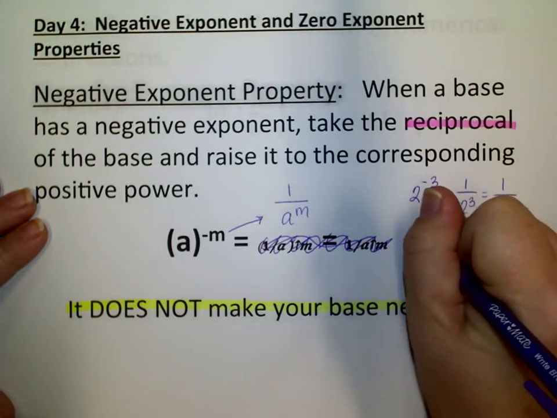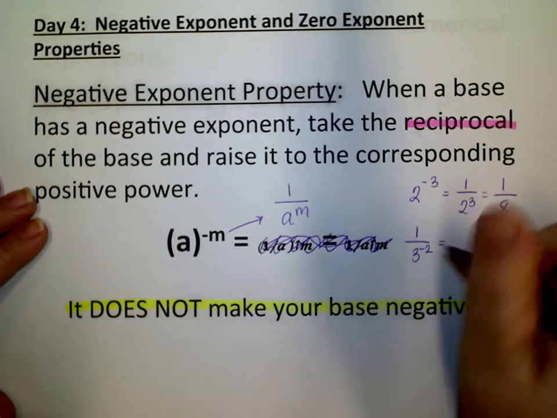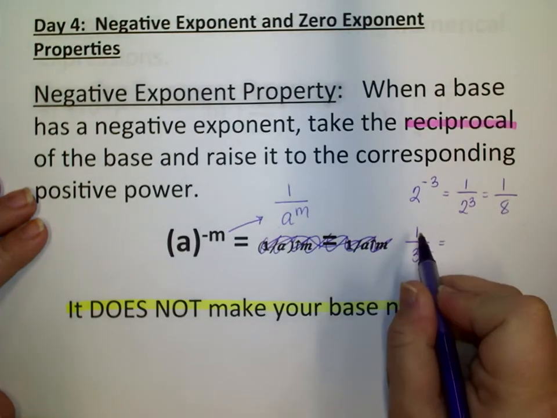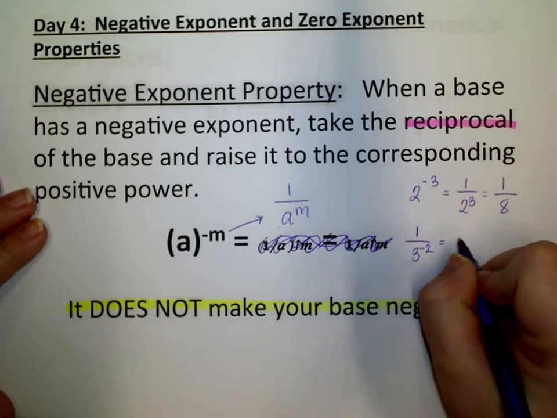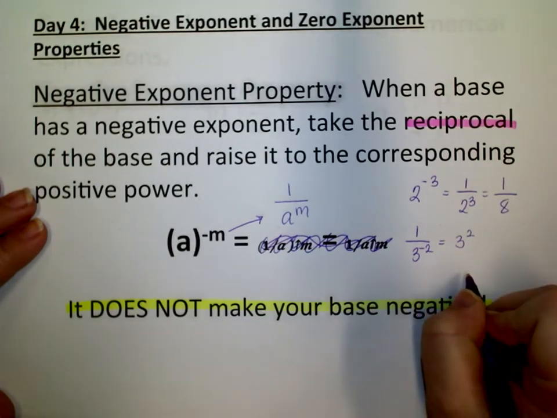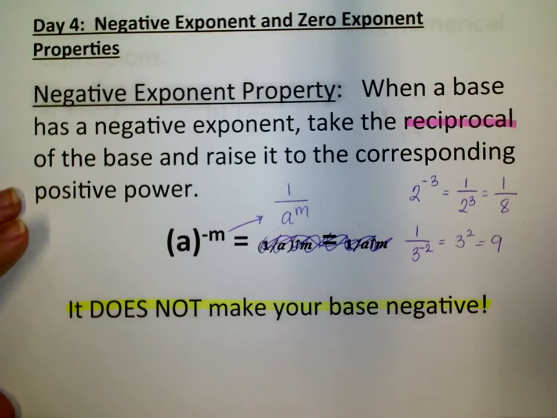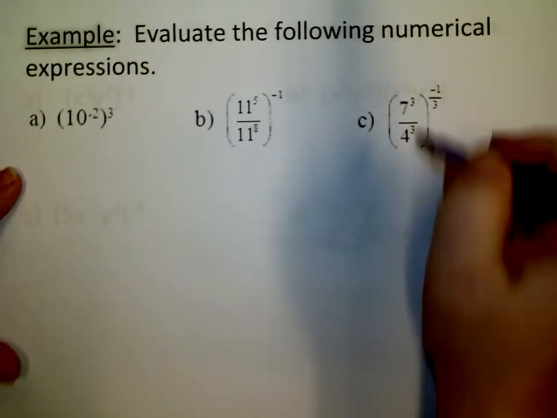Similarly, if I had something like 1 over 3 to the negative second, that would flip it. Basically, if it's negative, it's going to move it to the opposite. So right now it's in the bottom. A negative is going to move it to the top. I would have positive 3 squared over 1, but I don't need to write it, and that's going to equal 9. Okay?